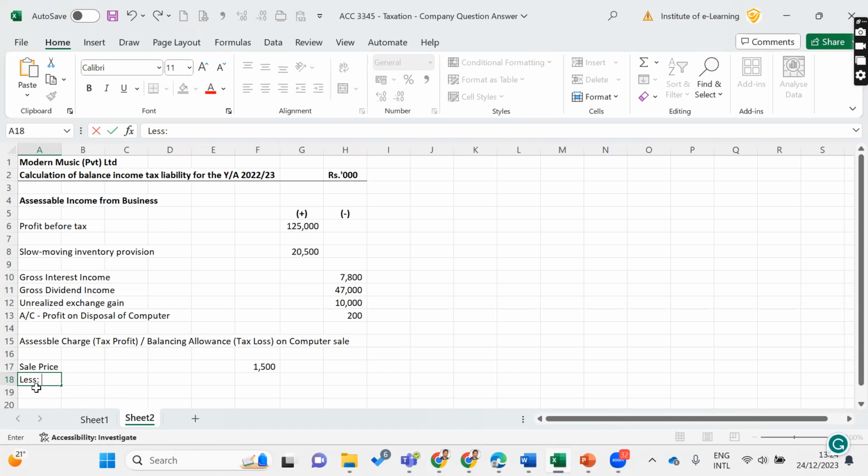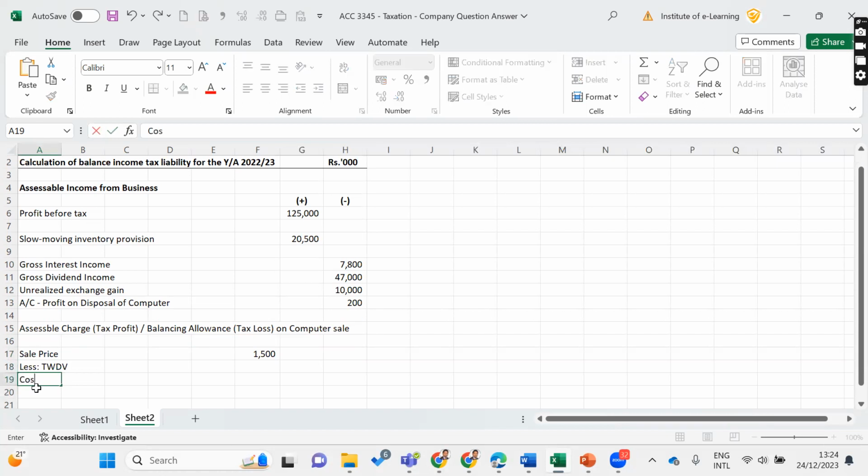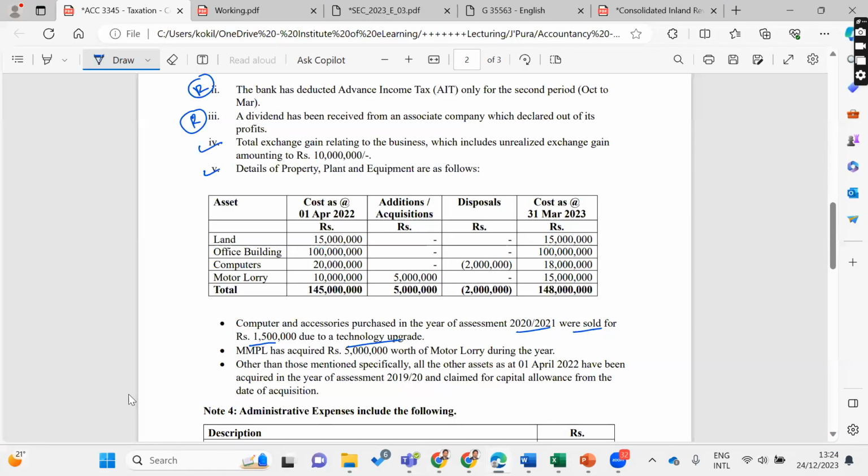You can deduct tax written down value, right? So in order to calculate tax written down value, you need to get the cost of such asset, right? Accessories were sold this much. What is the purchase? Computer purchase during the year was sold 1,500, right? So the cost 2,000, right? Here under disposal, you can see 2,000 is the cost, right?